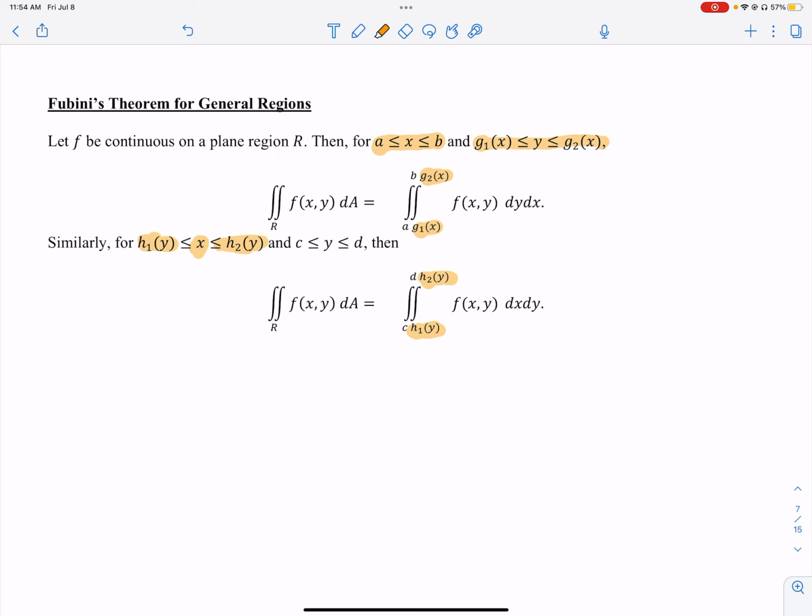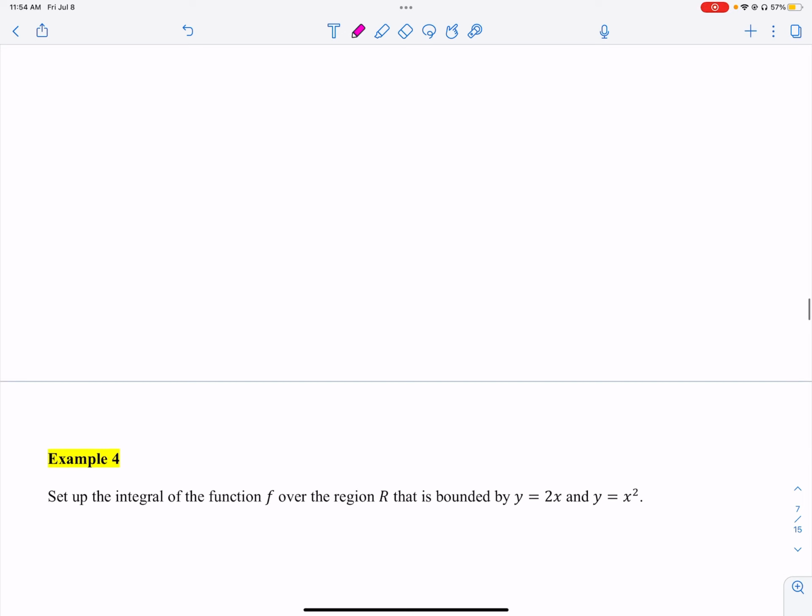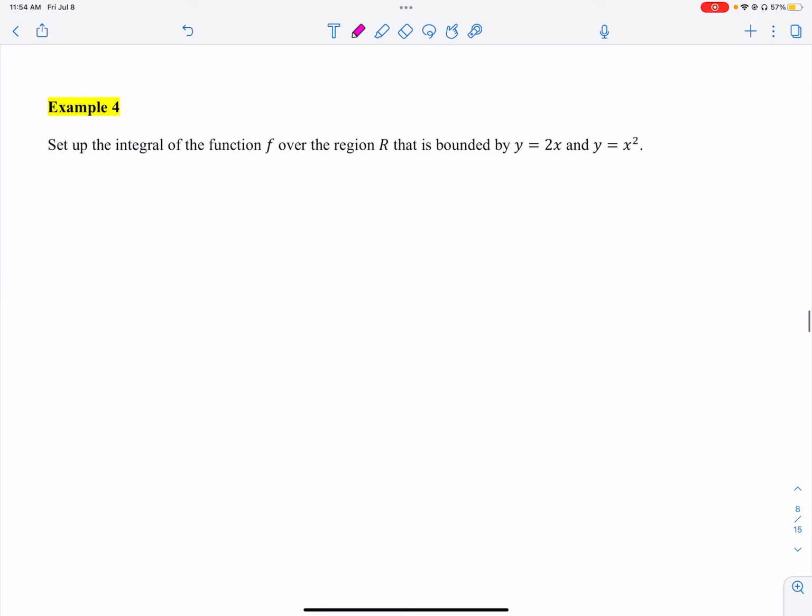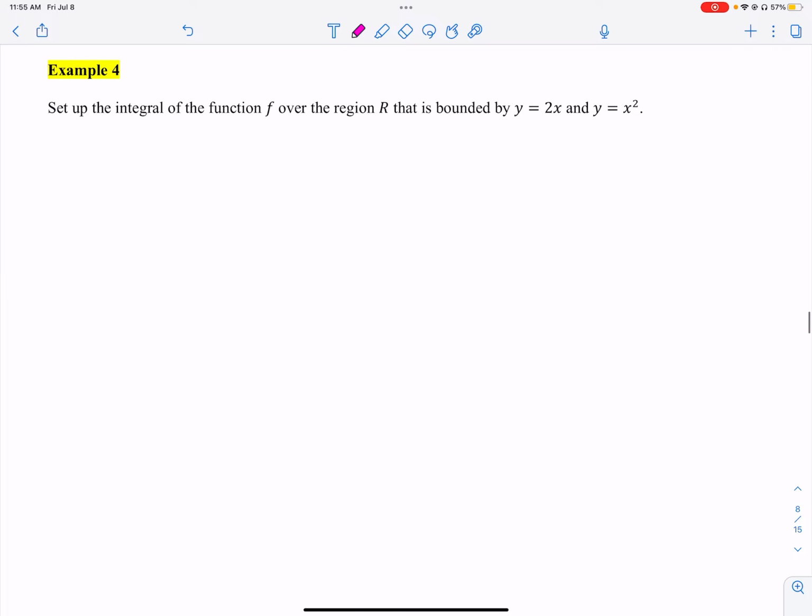This is going to become obvious for you, especially when you're checking your answers, because we're going to be looking for some type of actual answer. All right, so let's take a look. We're just going to set this one up. It says set up the integral of the function f over the region R that is bounded by y equals 2x and y equals x squared. You guys have done this graph a million times in your calculus career. Usually y equals x, I think, is what they go for.